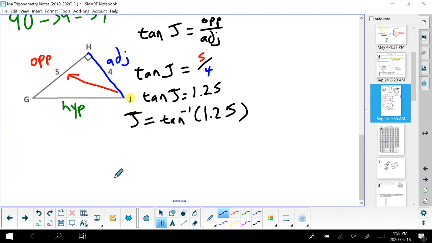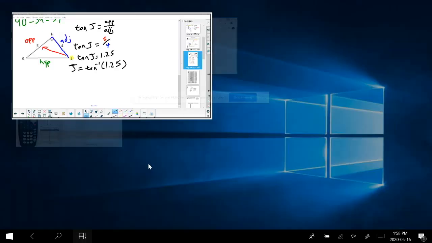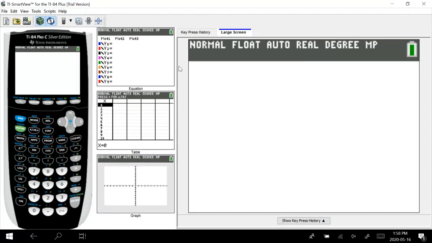So let's switch over to our graphing calculator. And again, if you don't have a graphing calculator, you can still do this perfectly fine, but it is much easier to see exactly what inputs you've been putting into your graphing calculator if you have a nice large screen to see everything that's happened. So again, we're going to hit second tangent to get this inverse tangent on your screen, and we can put in 1.25.